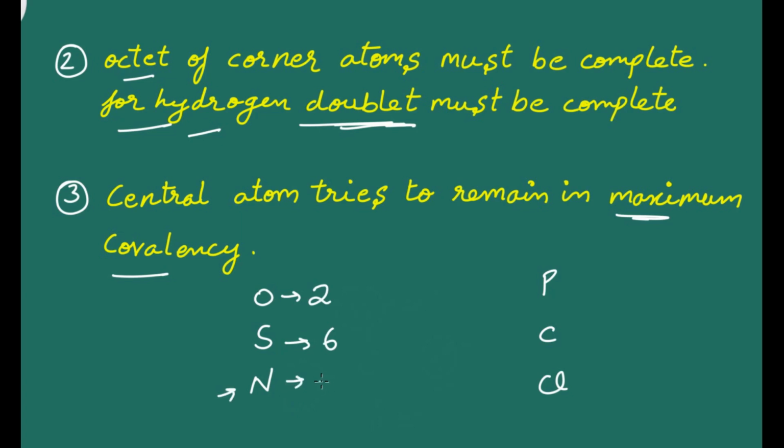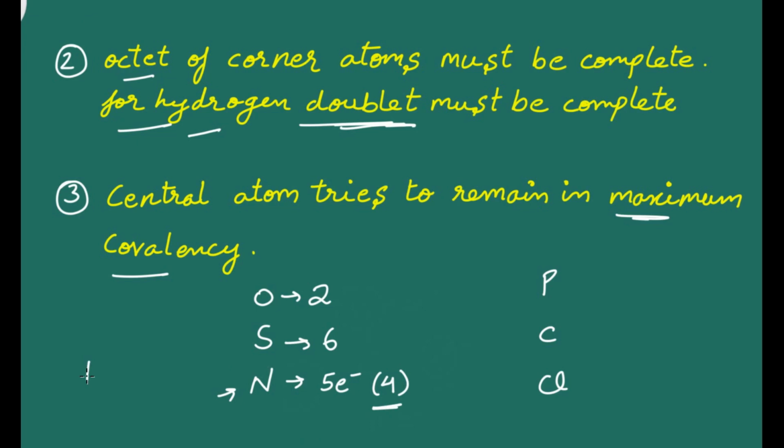Nitrogen is pentavalent. That means nitrogen has 5 electrons in the outermost shell, and it can share 5 electrons. But the covalency for nitrogen is 4. The number of bonds that nitrogen makes is 4. Why? Because in case of nitrogen, first thing is there is no d orbital present in nitrogen, right?